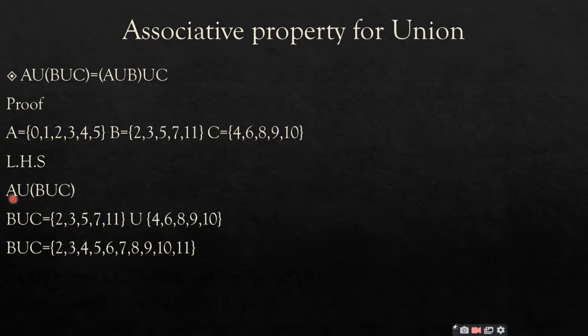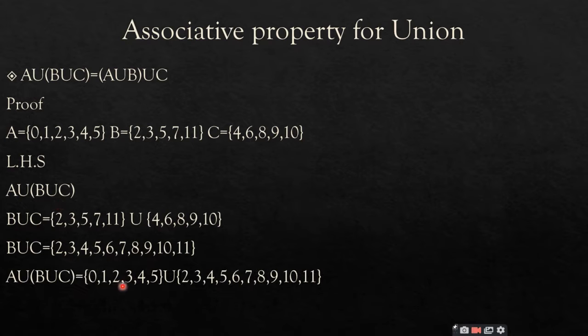Now we have to find A union B union C. We have to find the union of A with the answer of B union C. And for this, first we have to write the set of A, which is 0, 1, 2, 3, 4 and 5. Then we have to write the union sign and then the answer of B union C.